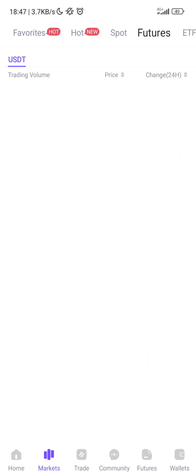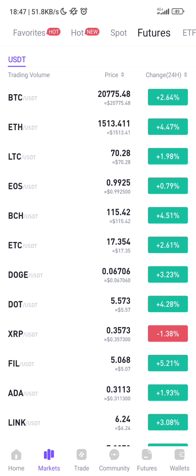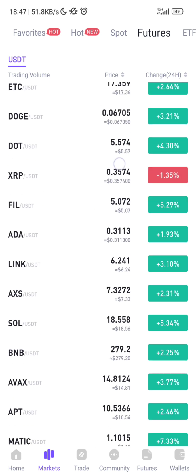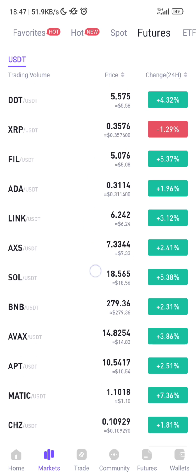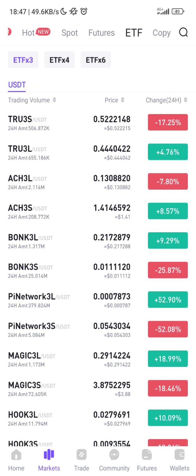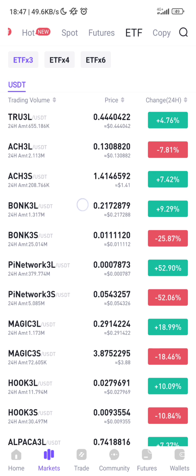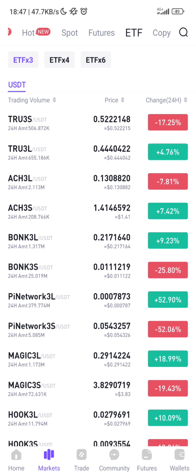Now for futures trading, we also have different pairs, and most of the coins you have in your spot, you can also have them in the futures. You have ETF. It's also more like the futures, right? But we're not going into that.